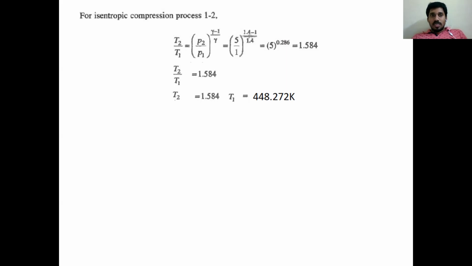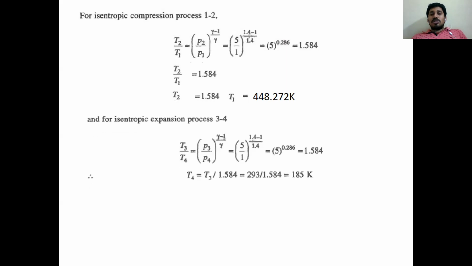At the end of compression, we have the temperature as 448.272 Kelvin. One more process, isentropic process 3-4. For the relation between temperatures and pressures, again we write T3 by T4 is equal to P3 by P4 to the power gamma minus 1 by gamma. Instead of gamma we write 1.4, P3 is 5, P4 is 1, T3 is given as 293. All values are substituted, only T4 is unknown, and T4 is 185 Kelvin. Like that, T1 and T3 were already given, and T2 and T4 we just calculated, so we now have all temperatures.